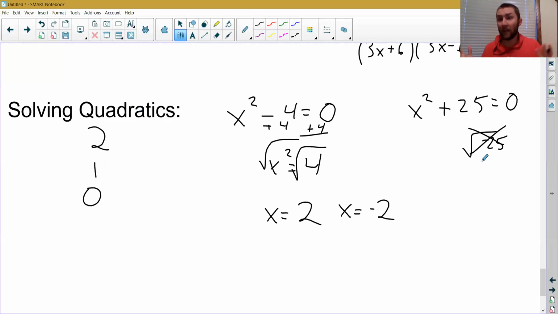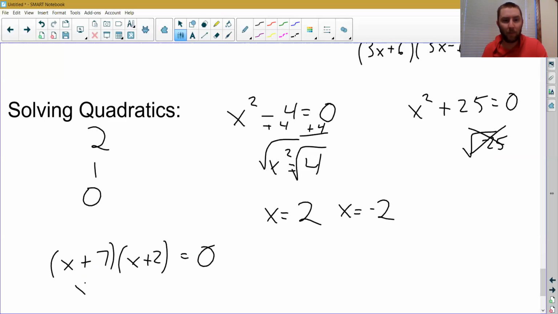Also, we used factoring, as I mentioned, and the zero product property to solve quadratics. So once we factored a quadratic into, let's say, x plus 7 and x plus 2, we could take each of these pieces, x plus 7 and set it equal to 0, x plus 2 and set that equal to 0. So that was section 9.3, 9.4, to factor and solve. That also included the window method a little bit.